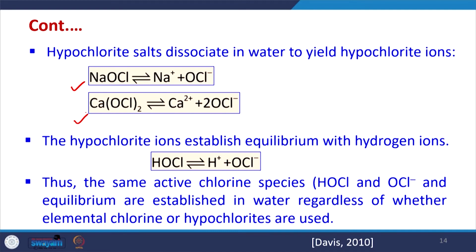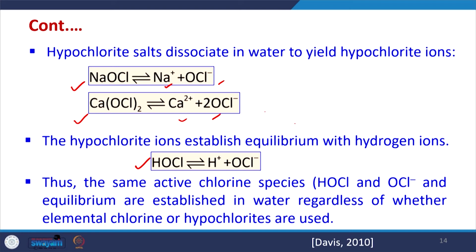Now, going further, if we are adding hypochlorite salts like NaOCl or CaOCl2, whether sodium hypochlorite or calcium hypochlorite, they will dissociate in the water to yield hypochlorite ions, and they dissociate in this manner, as we can see here. The hypochlorite ions, when added in the water, will establish an equilibrium depending upon pH, whether they will get converted into HOCl.